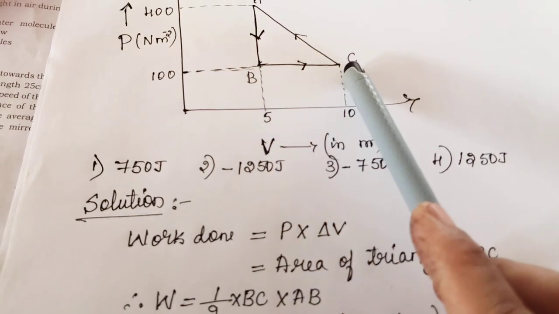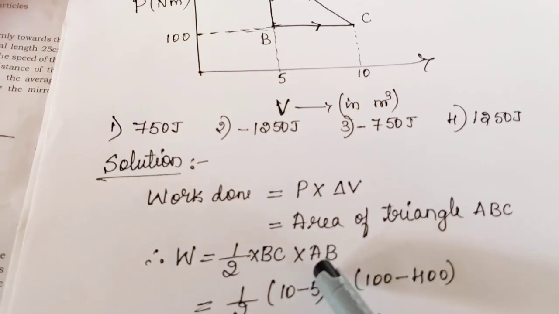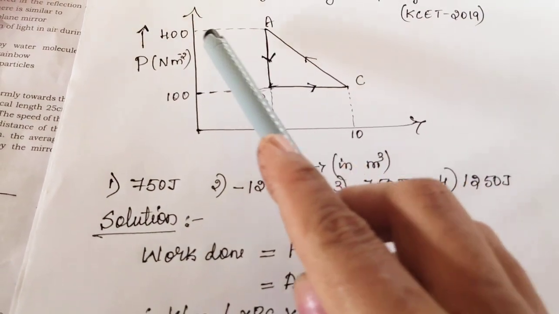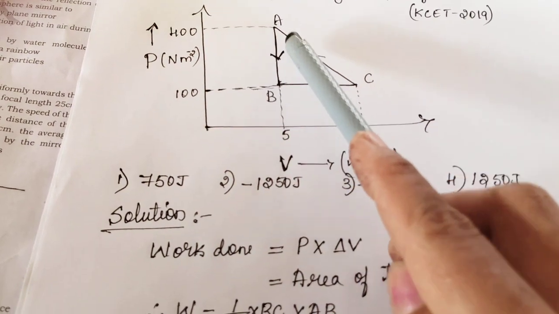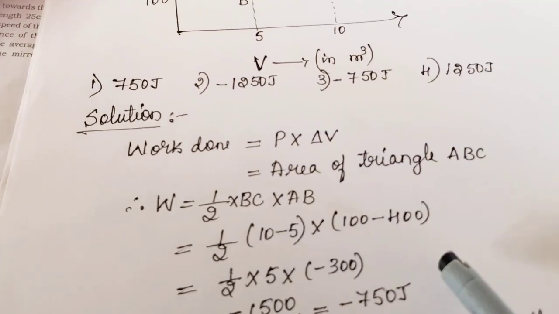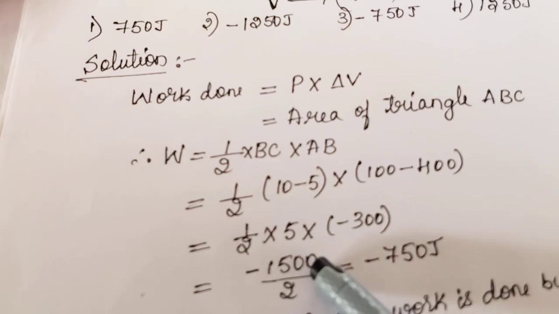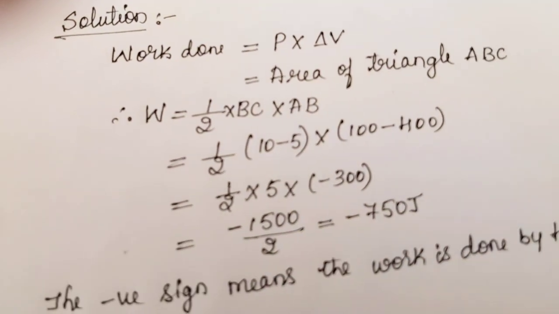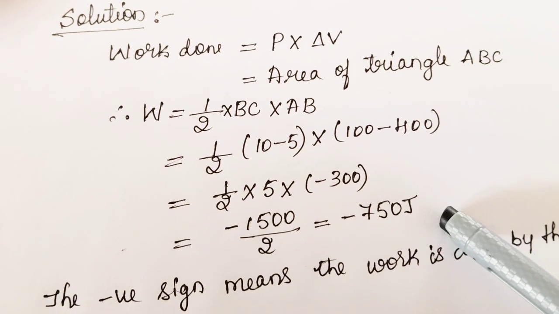So let us substitute the values. BC is 10 minus 5, which is 5. And A to B, see here A is at 400, B is at 100, right? So let us substitute 100 minus 400, which is minus 300. Minus 300 into 5 is minus 1500, divided by 2 gives minus 750 joule. Minus 750 joule is the answer.